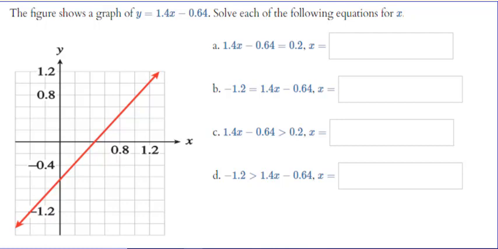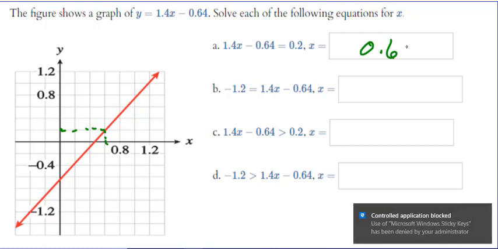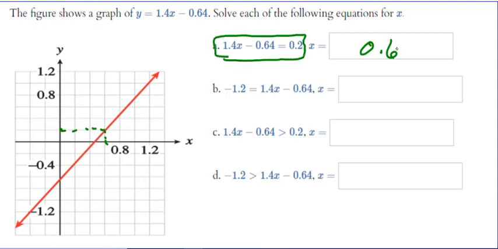This one asks to solve each of the following equations for x. This is the line. Where does it equal negative 2? They're giving us different outputs, and they're asking what are the x values. So here's what we're about to do. This is 0, 0.2, 0.4, 0.6, 0.8. So we go, and we see that it comes down. So that's at 0.6. If you were to set this equation right here and solve for x, you're going to get 0.6.